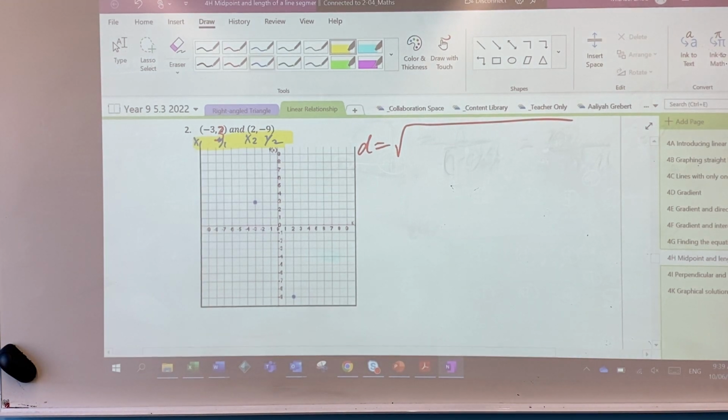Okay, what's y2? Negative 9. Minus, what's y1? 3, squared. What's x2? 2. Minus, what's x1? Negative 3. Is it plus 3? It's just 2 minus negative 3. Now, as I said yesterday, we want to see the substitution process. We want to see that in the assessment task.